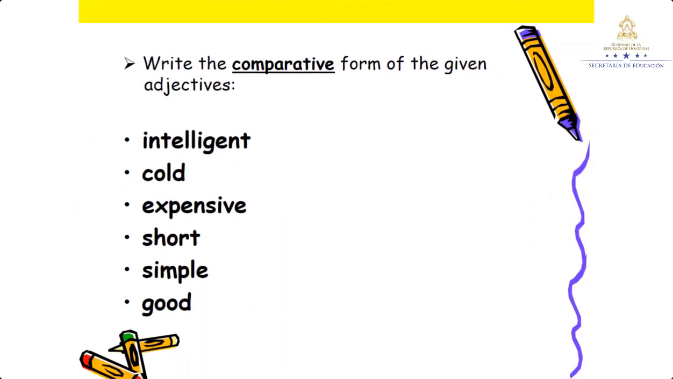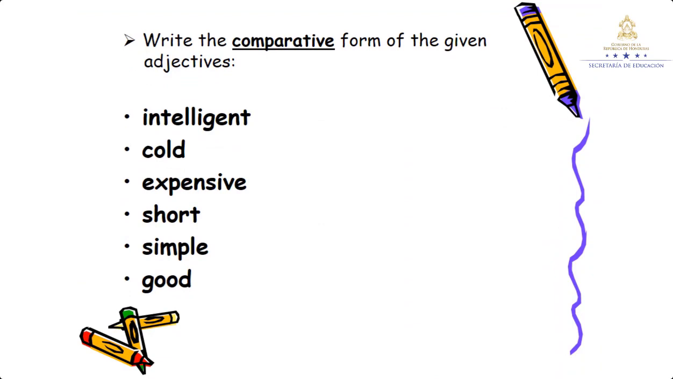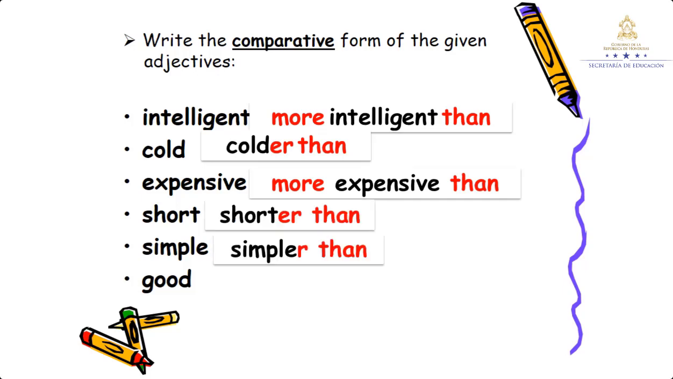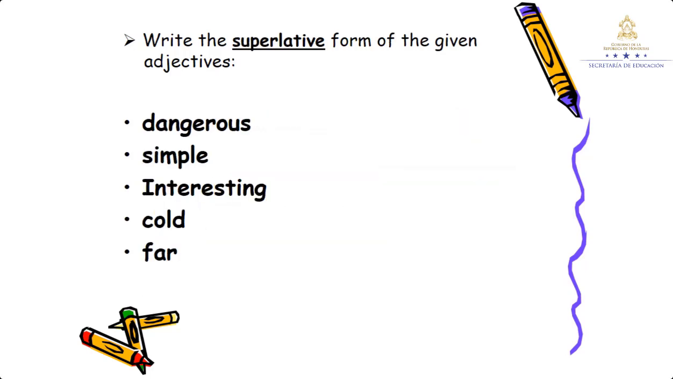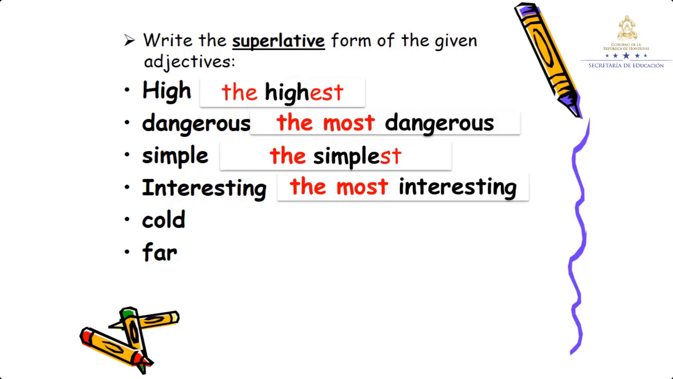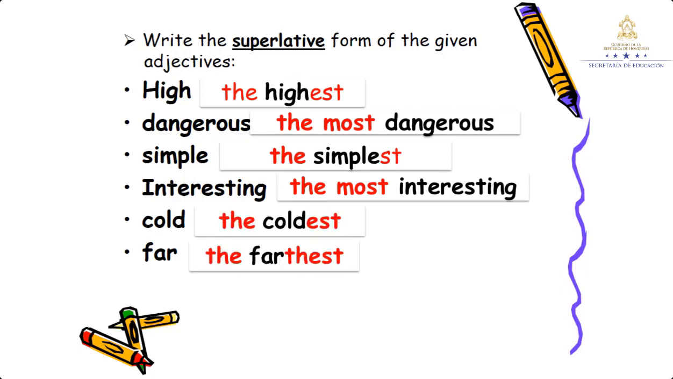Now let's practice. Can you write the comparative form of the given adjectives? Okay, good. Very good. More intelligent than. The comparative adjective of cold is colder than. More expensive than, shorter than, simpler than, better than. Very good. Excellent. Write the superlative form of the given adjectives. The highest, the most dangerous, the simplest, the most interesting, the coldest, the farthest. Very good, excellent.